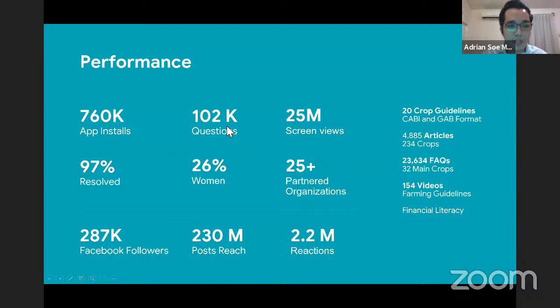In terms of performance, our platform is one of the largest in Southeast Asia with more than 760,000 downloads. We have already answered more than 102,000 questions or problems from our farmers on our platform. In terms of reach, we have more than 25 million screen views cumulatively in our app today.